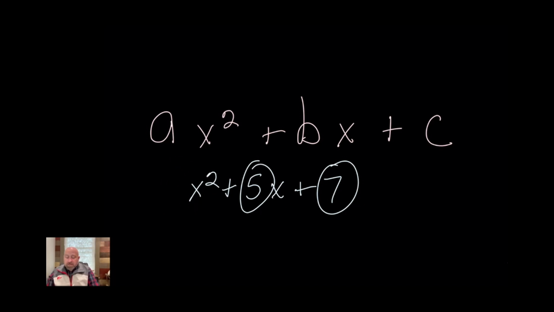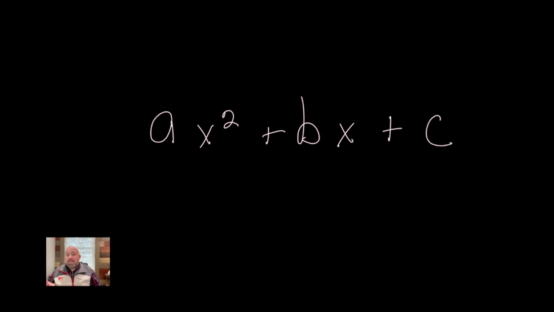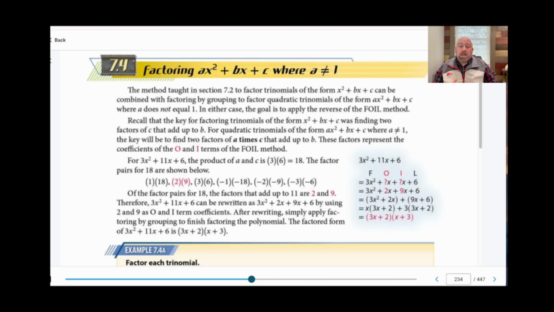Okay, so we haven't seen anything where this number out here is something like a 9, for example. That's what we're going to be doing in this lesson, we're going to be doing these now where that A term is something other than a 1. So go ahead and look in your book on page 234. And on page 234, you'll see at the top, factoring ax squared plus bx plus c, where a does not equal 1. All right, so there's lots of words there, and we can take the time to look at all the words and see what they say. But in essence, you're going to get the same information that we already went through in 7.2.